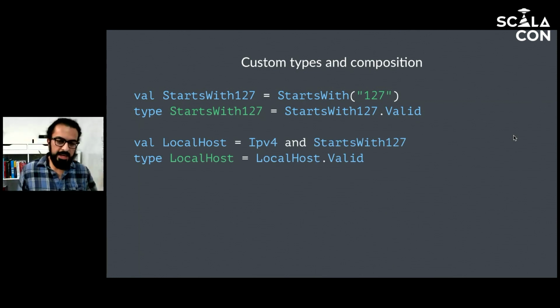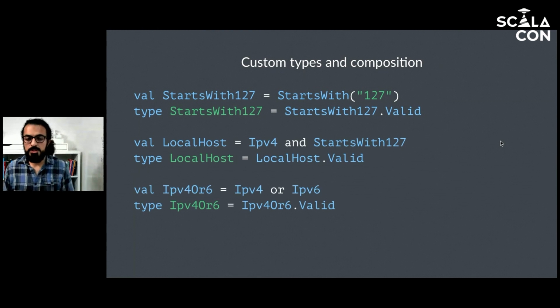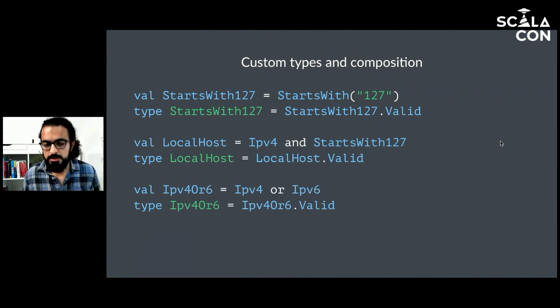For example, we can take IPv4 and StartsWith127 and create a Localhost type. You can also use OR to combine types, so I can create IPv4 or IPv6, which is the two different types combined together. There's also negate. It's not on this slide, but it exists. As you would expect, the resulting type would validate both the left and right side, so both IPv4 and starts with 127. But the neat thing is the compiler knows about it.